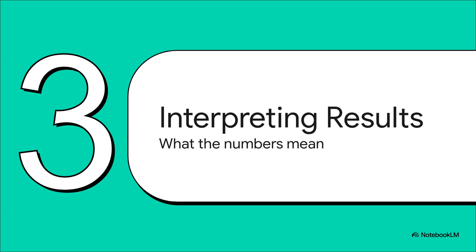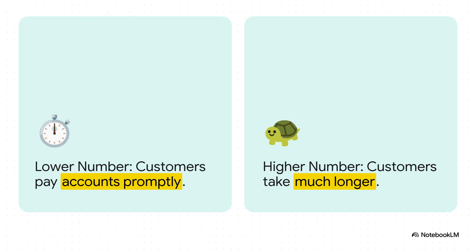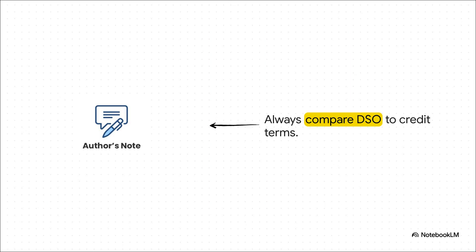Okay, Section 3. Interpreting your DSO results. What the numbers actually mean. So doing the math is only half the battle, right? You also have to know how to interpret it for your credit policy analysis. If you calculate a lower collection period, well, that generally implies that customers are paying their accounts promptly. The business is basically converting its non-cash assets into cash really quickly. But on the flip side, a higher number means customers are taking much longer to pay, and that means the company's cash is just sitting there, tied up in receivables for a longer period of time, which really isn't ideal for their overall liquidity.